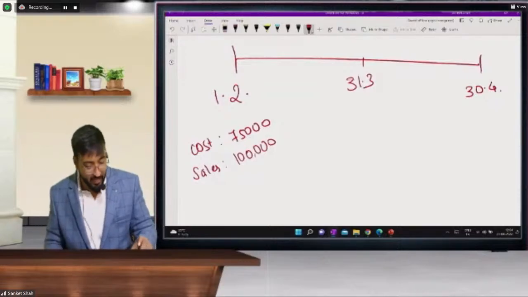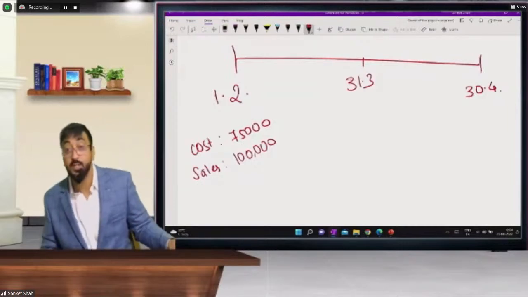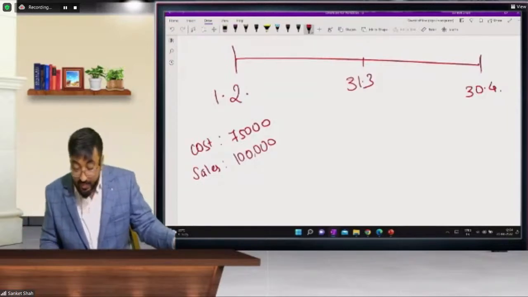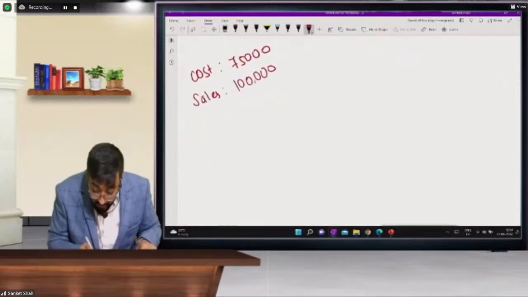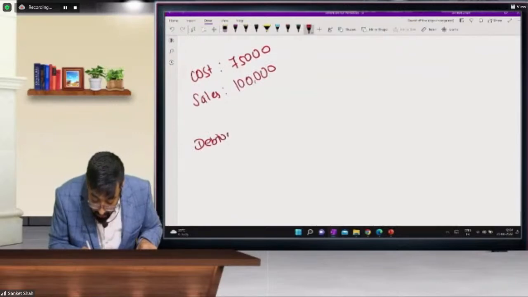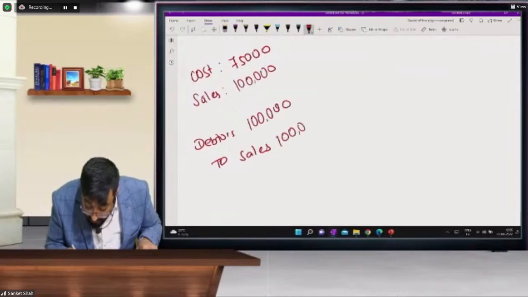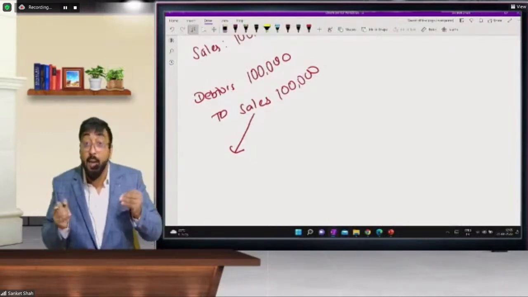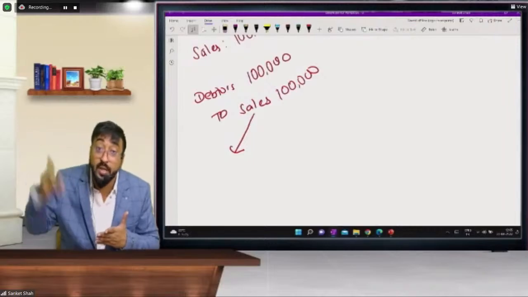So on 1st of February costing is rupees 75,000 and sales of rupees 1 lakh. We recorded it on 1st February. We passed the entry. So what is the entry? Debtors account debit to sales account 1 lakh. Sir, it means I booked my income. See the language: I booked my income.